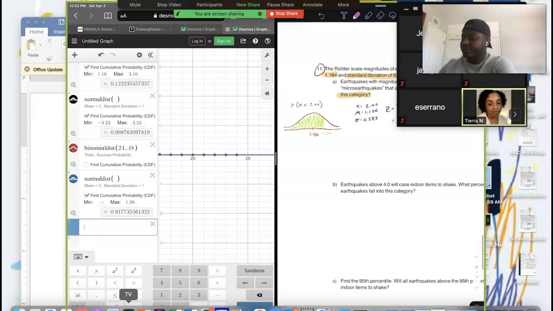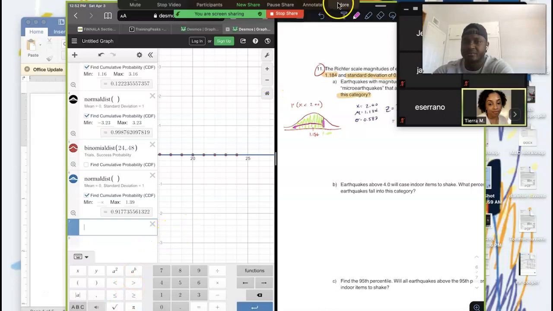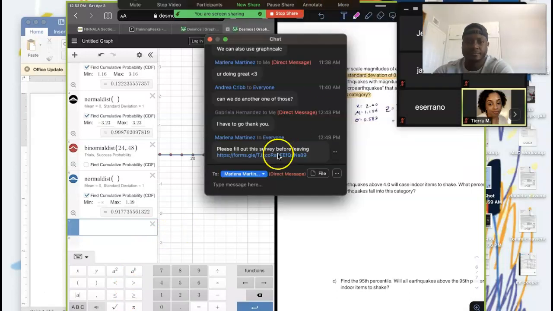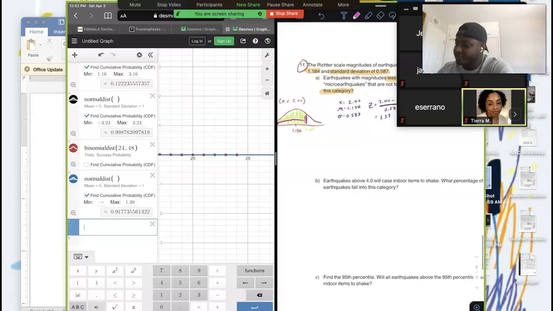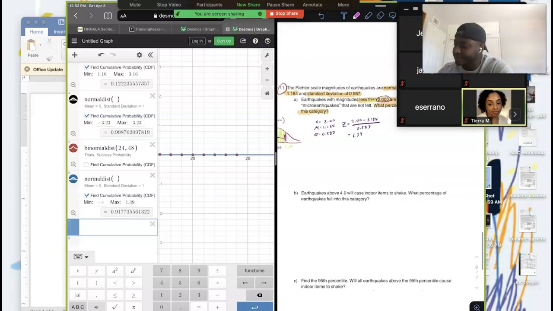Yeah, so in this one, remember the one where we changed both values was when we had to find the area between two numbers. In this case, it's just less than. So with it just being less than, there's no stopping point. So your minimum is going to be negative infinity, and it's going to go to 1.39 as your maximum. All right, then. So that's that part. Everybody cool with that?